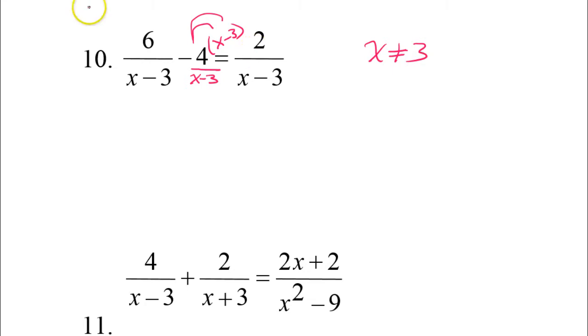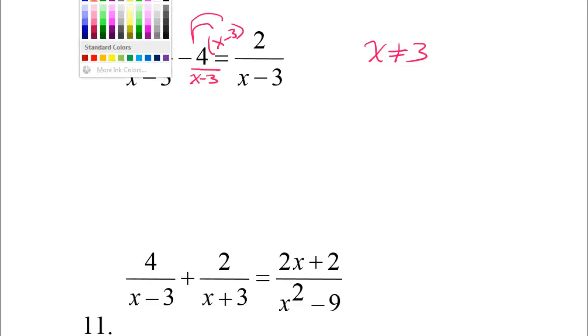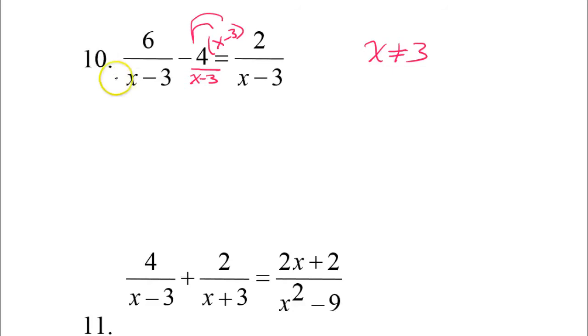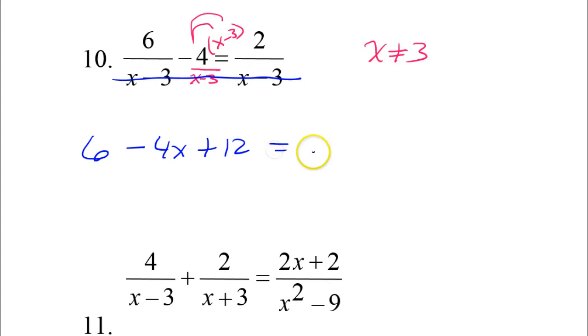So now let's go on and solve it. Since my denominators are the same, I can cross them out. So that leaves me with 6 minus 4x plus 12. Negative 4 times negative 3 is positive 12. And that's equal to 2. Combining these like terms, I've got negative 4x plus 18 is equal to 2.